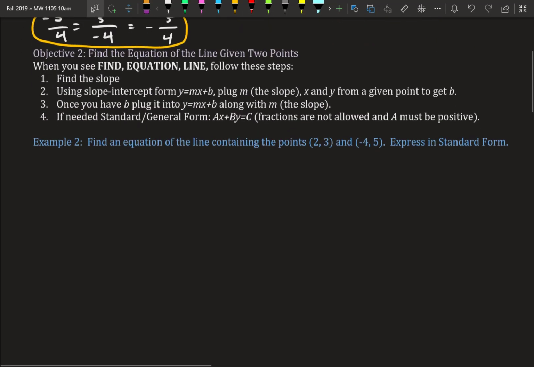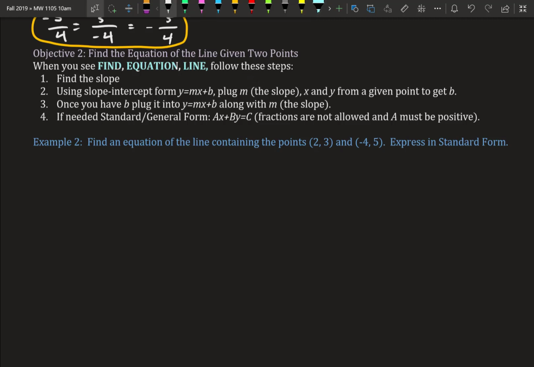Alright, let's find the equation of the line given 2 points. Whenever you see the words "find equation line," it doesn't matter what comes before or after; you're going to go through these steps. You don't have to use these steps. You can use any method you know of to find the equation of the line. This is just one of the methods that I think is best, that just works for me.